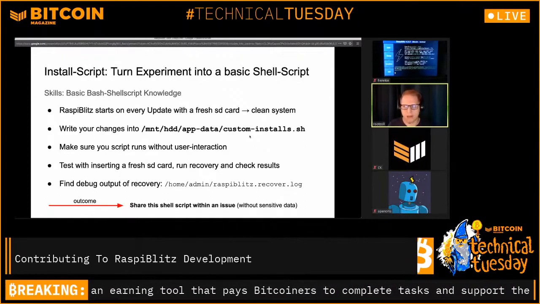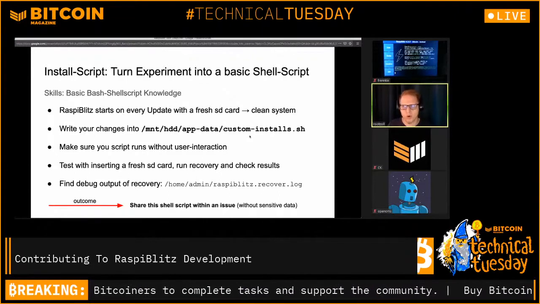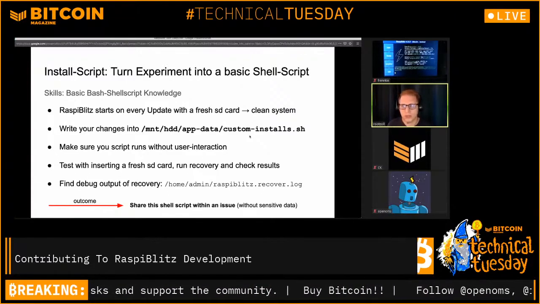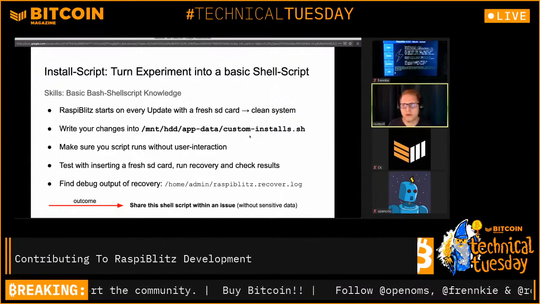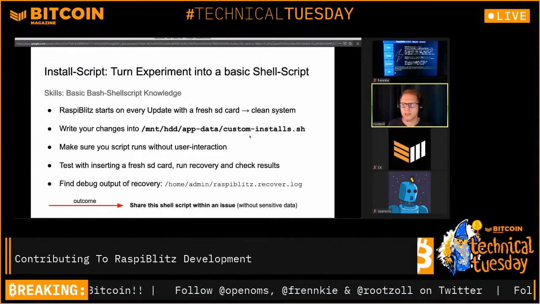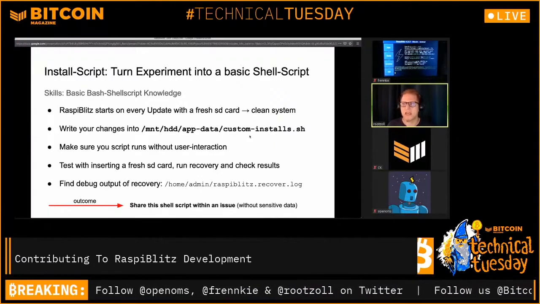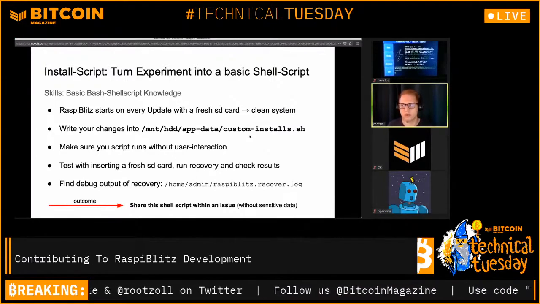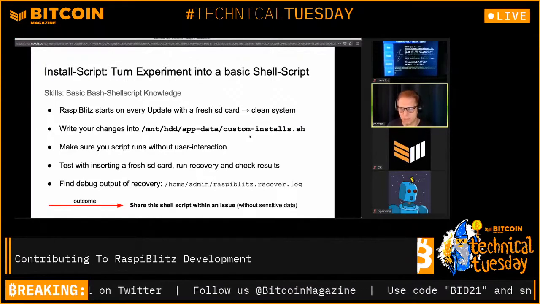We are very helpful here to get your custom install script right, at least what you need to know to do this. So once you have this install script, you really reach the goal to put your experiment into a kind of description, into an orderly fashion. This way, every time you update the system, it will execute this install script and make all your changes again to the system. So you have no problems updating the RaspiBlitz.